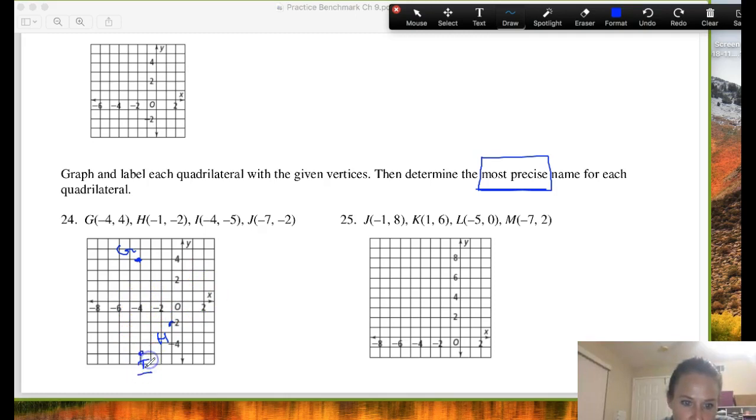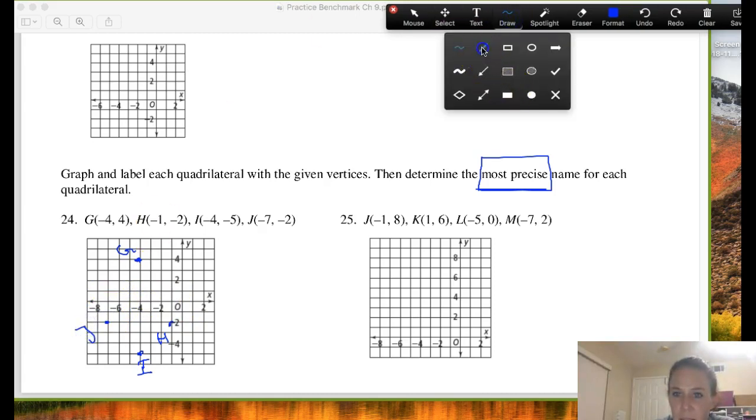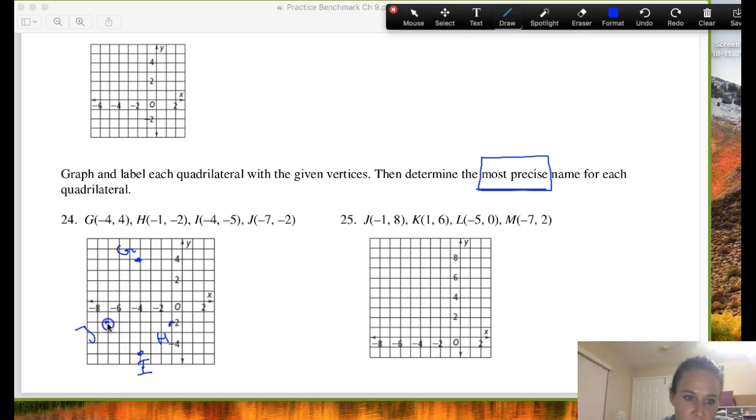And this is tedious, sorry. And then J is -7, -2. J. All right, looking at that, it's not looking like any kind of square. What shape is this? Let's go ahead and connect the dots and see what shape we have.